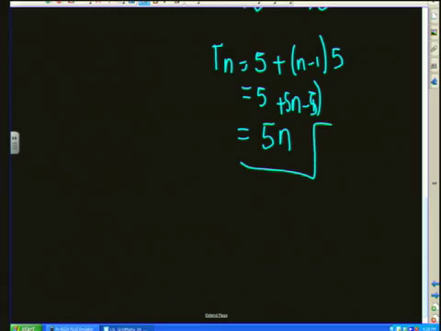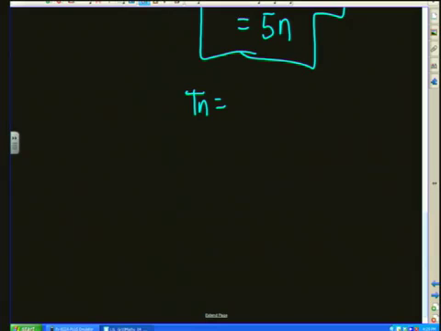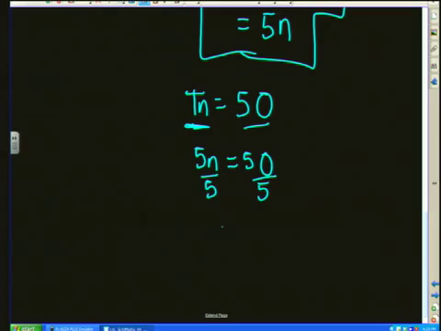Now that I have this general term, remember what they've said is, in which week will you save 50 rand. So in other words, what they're asking is in which week will your nth term be equal to 50. We know that Tn is going to be 50 in some week, and we also know that Tn is equal to 5n. So I can say 5n is equal to 50, divide through by 5, and I get that n is equal to 10.